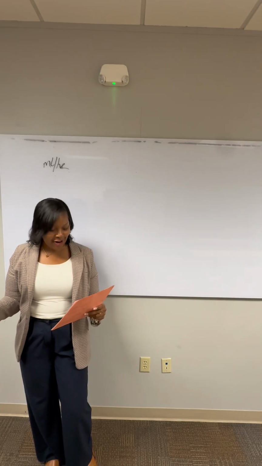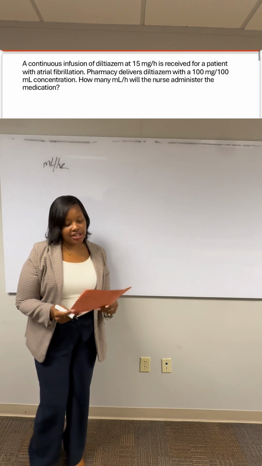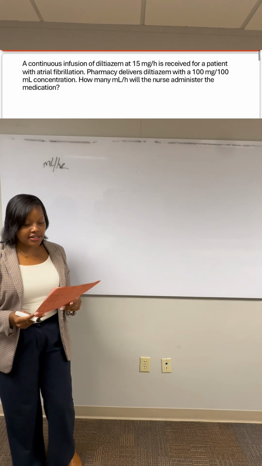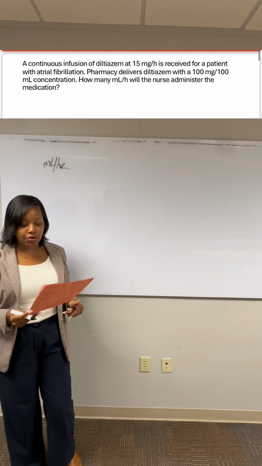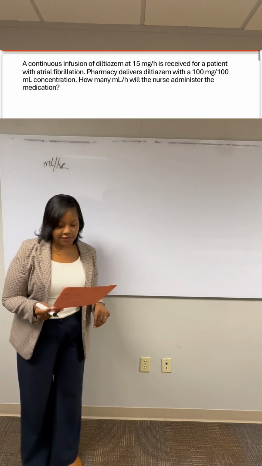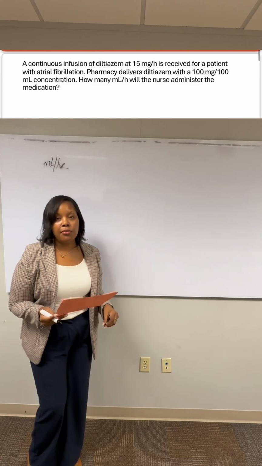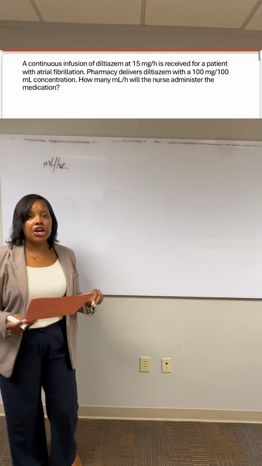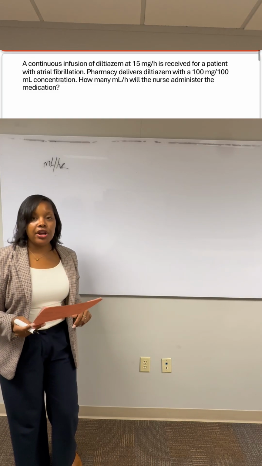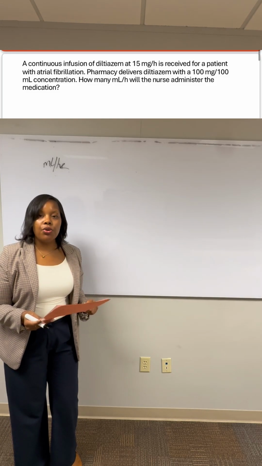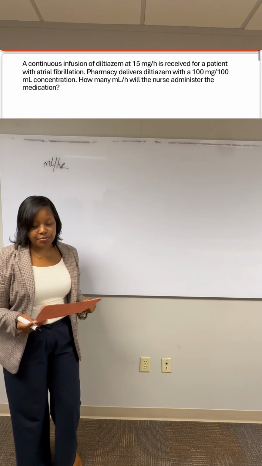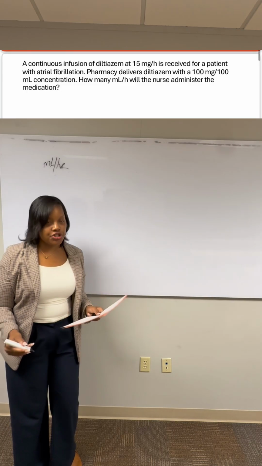So let's get started. The question says a continuous infusion of cardizem at 15 milligrams per hour is received for a patient with atrial fibrillation. Pharmacy delivers the medication in 100 milligrams per 100 mL concentration. So the question is, how many mLs per hour will the nurse administer?